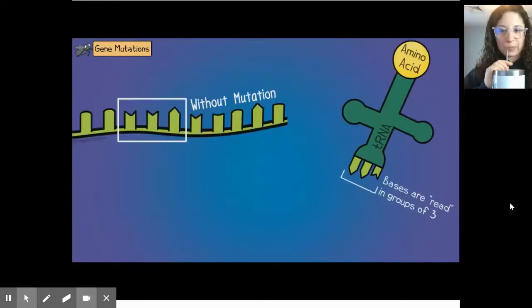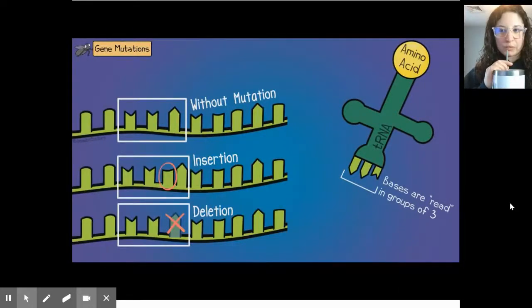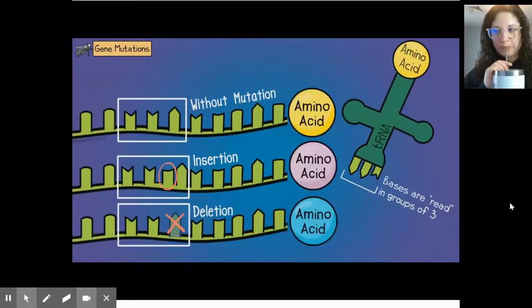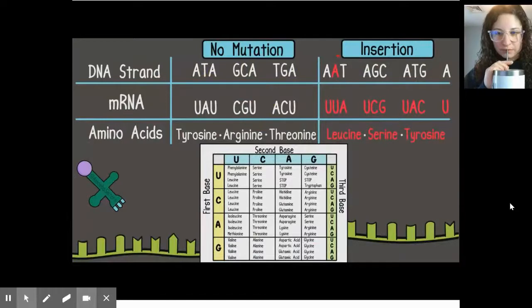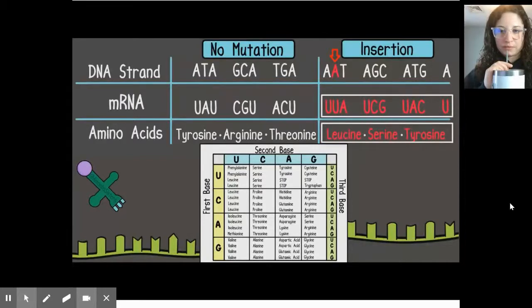Remember, in synthesis, when we add a base or remove a base, suddenly the number of bases together has changed. And if you read the bases in threes, depending on where the change happens, many amino acids could be affected. This is a frame shift mutation. If we look at this frame shift example, the bases after the change are now shifted. This example shows that many amino acids change.